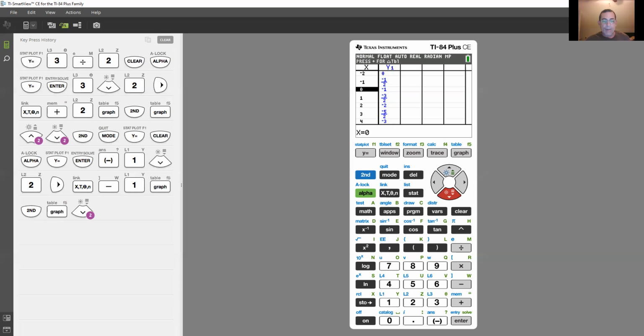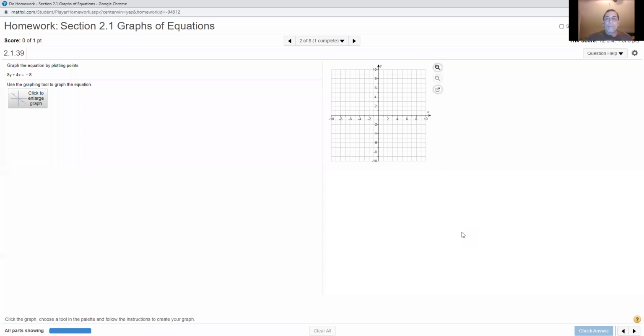So let's go back to MATLAB. So remember, that's a straight line again because it's in that form of y equals mx plus b. So let me go to my new share. All right, so here's my graph. So remember, click to enlarge graph.